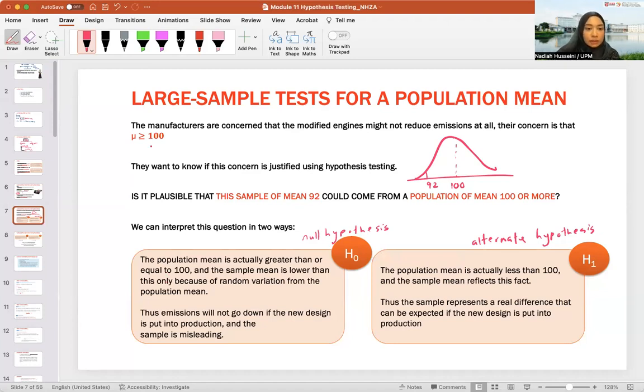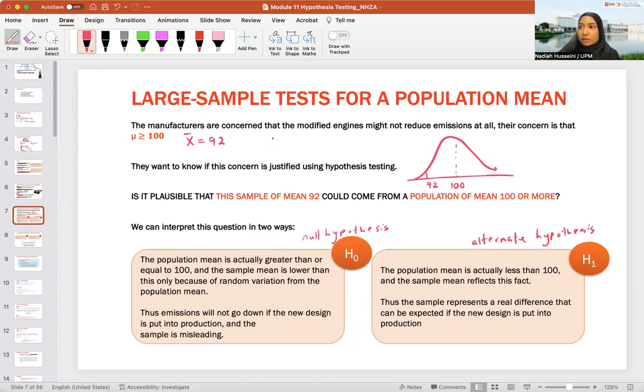So first of all, the concern is speculating that the modified engine is not going to reduce the emission. Therefore, the mean is going to be greater than or equal to 100. So thus emission will not go down if the new design is put into production and the sample is misleading. So if we were to go with this, it means that the sample mean of 92 is actually like very skewed data from the normal distribution.